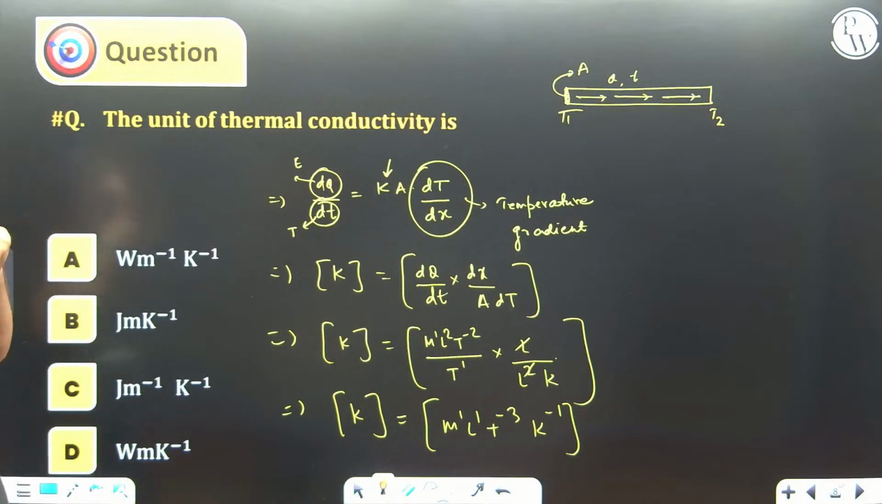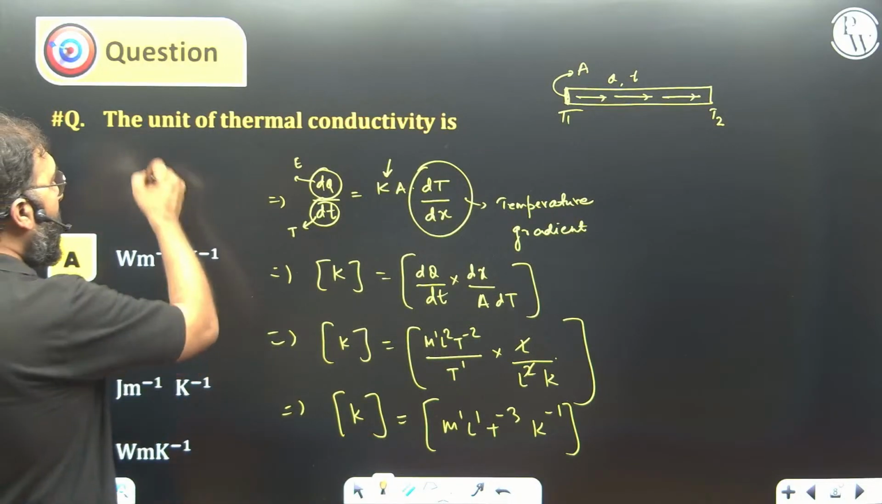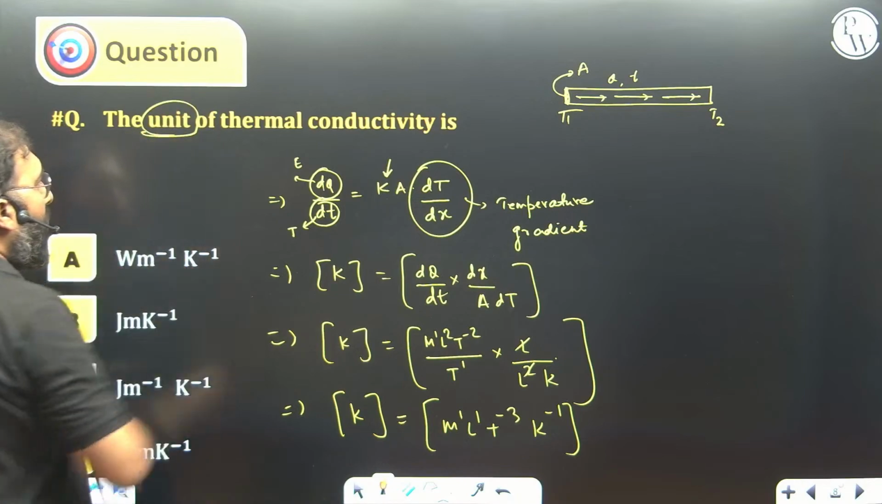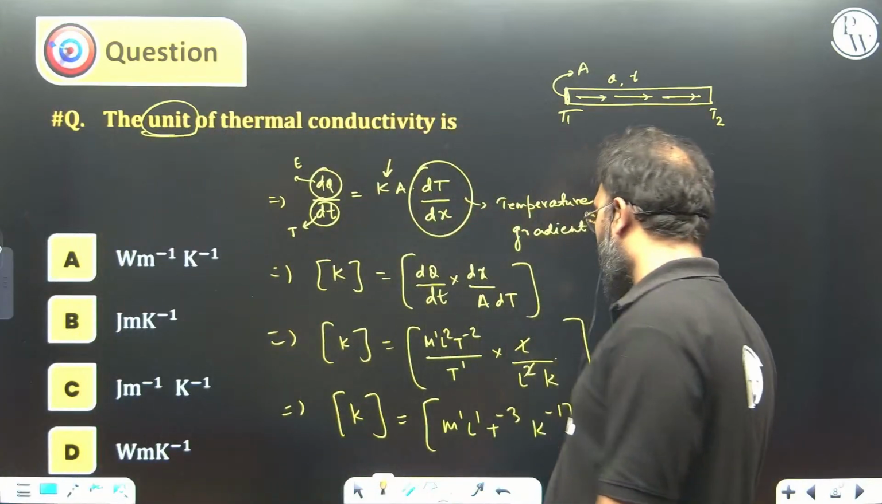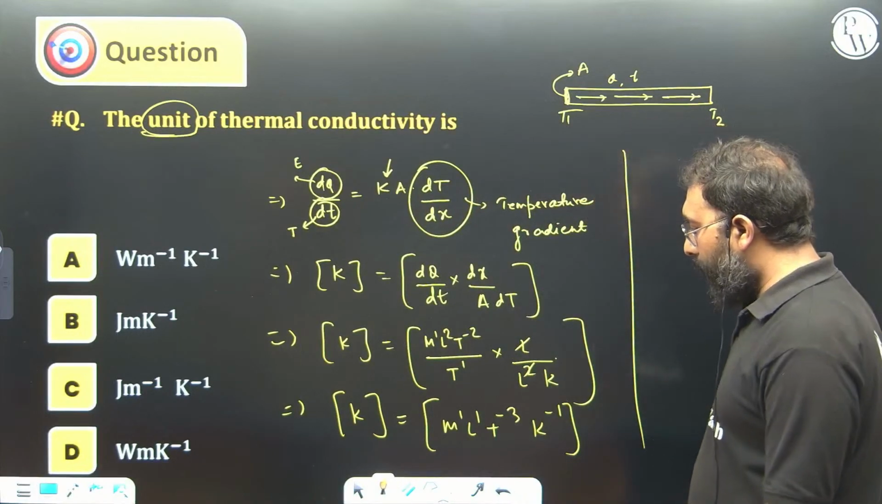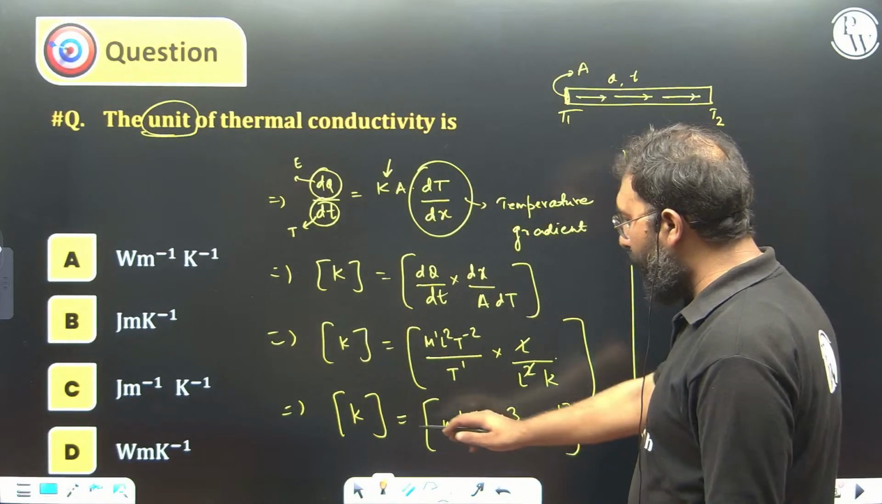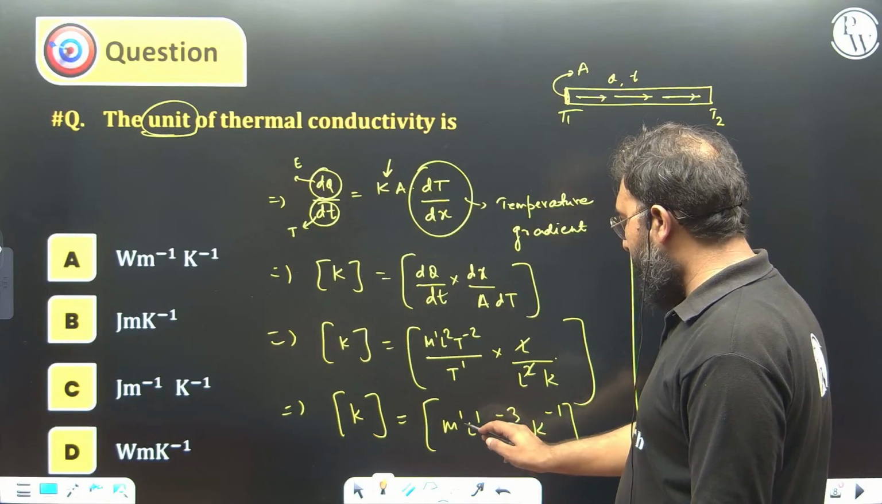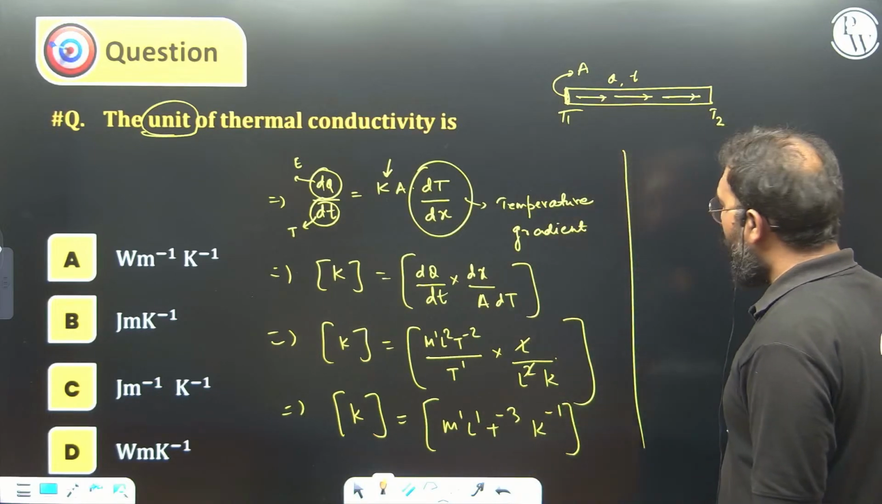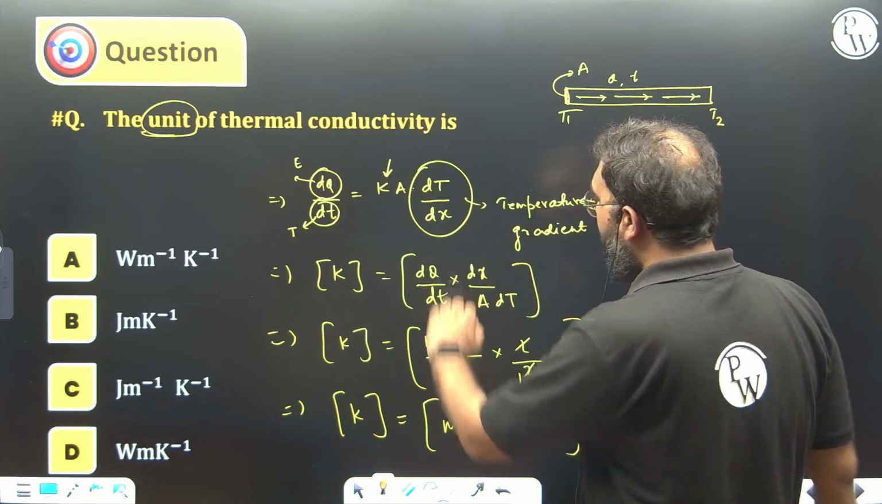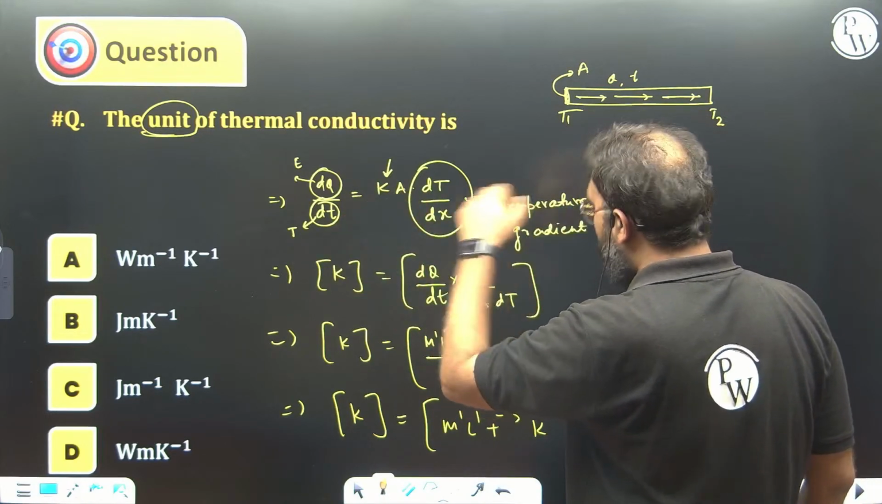But they are not asking us to find out the dimension. They are just asking us to find out the unit. So I can also tell you the unit for this one. That's not a problem. If I have to write down the dimension, we have already written it. This is m1 L1 t minus 3 K minus 1. So if I have to write it in terms of unit, I'll be using that technique.